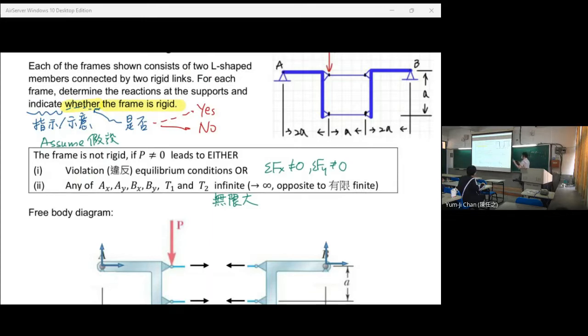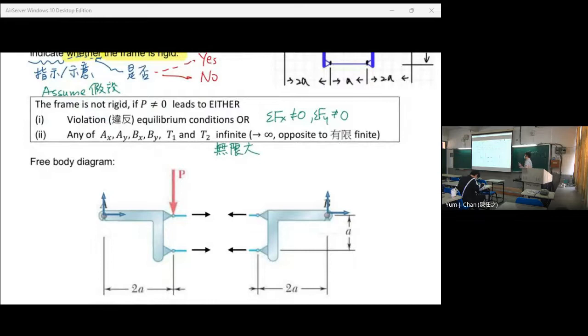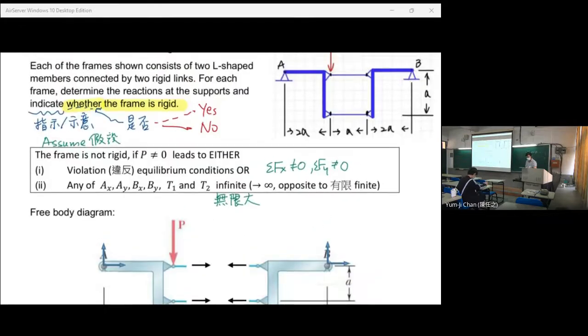Now, of course this question is a bit difficult, but let's work on it. And the first thing we can do, what's the first thing we can do? That we can draw free body diagrams. Okay, and remember, can we draw the free body diagram of the whole structure? We don't know, because we don't know whether it is a rigid body. It may be a rigid body, it may not be a rigid body.